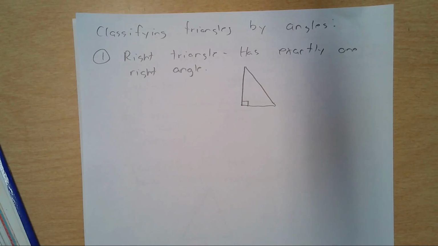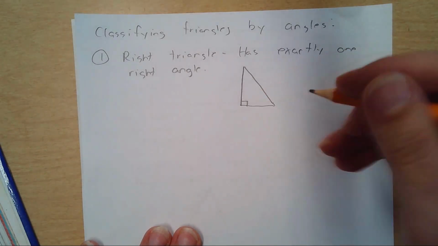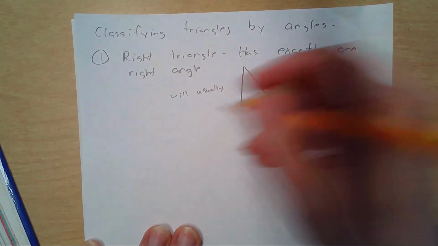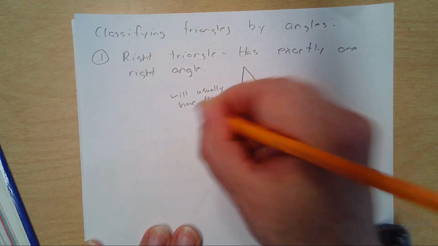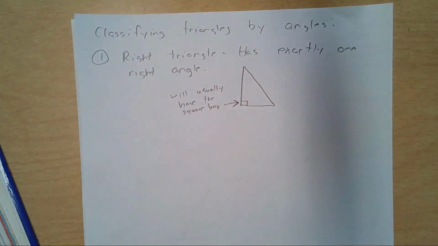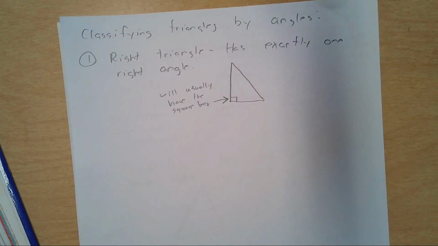So when you're dealing with a right triangle, again, we'll usually have the square box right there. So that's what you're looking for here. Just like when we classified angles, acute, right, obtuse, or straight, when we saw that box like this, we knew right off the bat it was a right angle, exactly 90 degrees, perfectly up and down. All right, so if you see a right angle, that's a right triangle.